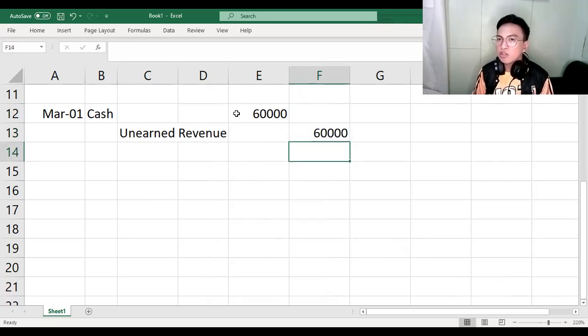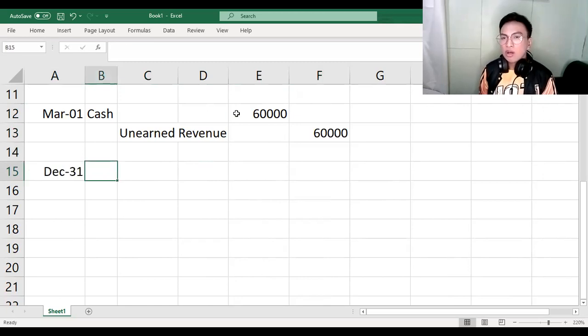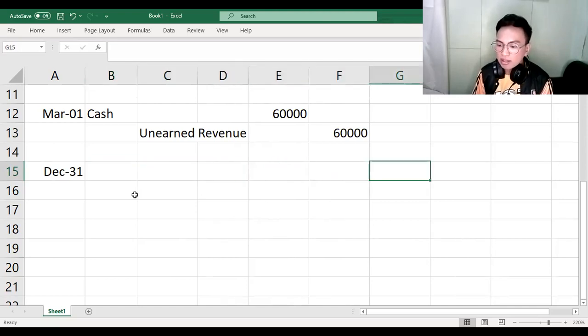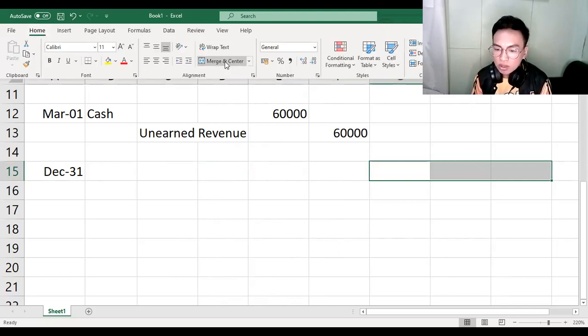This time, this is not time bound. Ibig sabihin, hindi siya katulad ng renta na every month nagagamit. Okay? Sinabihan tayo na at year-end, December 31. Although sabi sa problem, this is to be rendered on November. Okay? Kaso, we check that on December 31 or at year-end, this is actually not yet provided totally to our customer. Okay? Therefore, we only split the 60,000 amount into two.